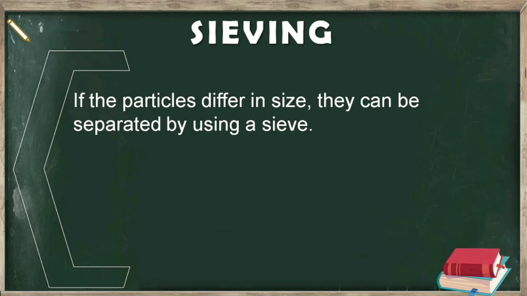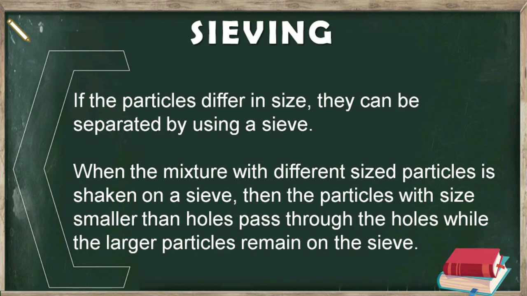The next separation technique is sieving. If the particles differ in size, they can be separated by using a sieve. For carrying out sieving, the mixture with different sized particles is shaken on a sieve. Then the particles with size smaller than the holes pass through the holes while the larger particles remain on the sieve. Like this, the different sized particles are separated from one another.